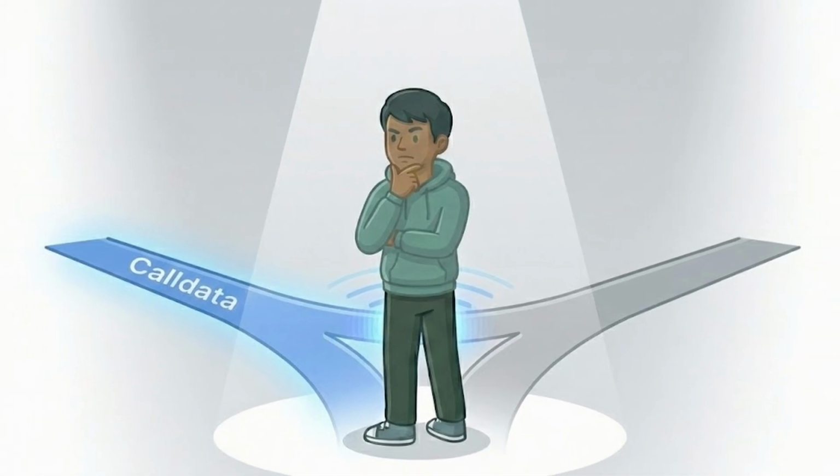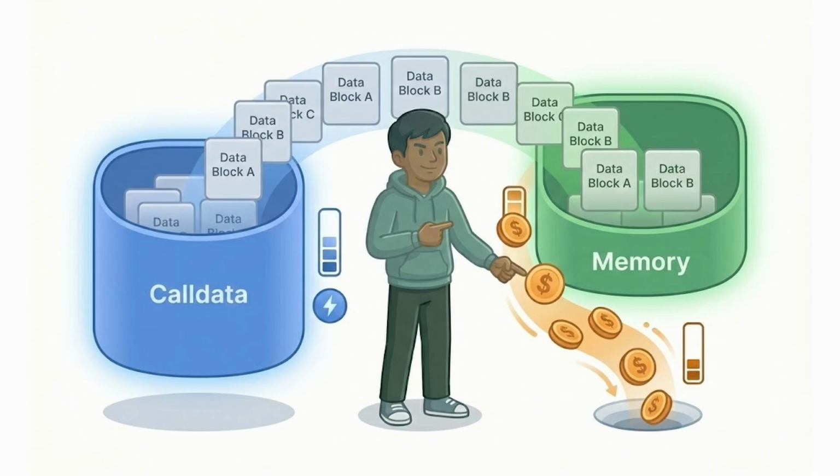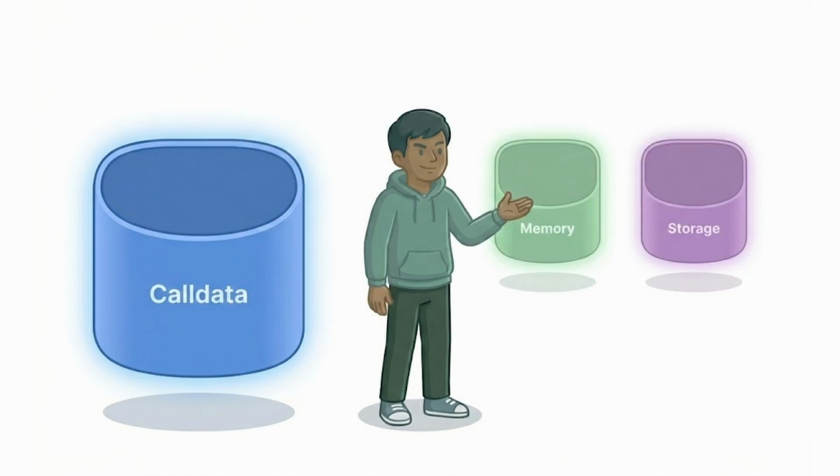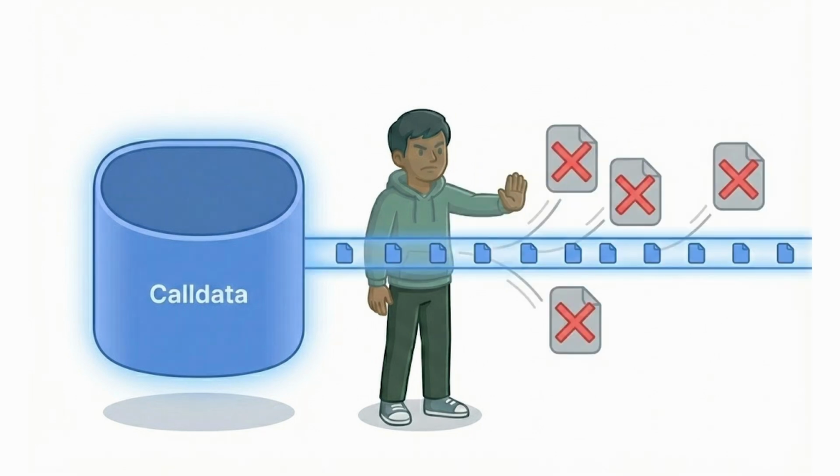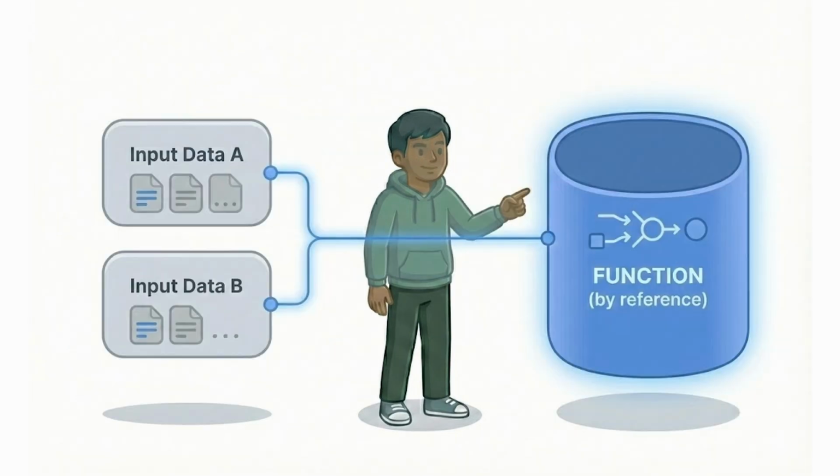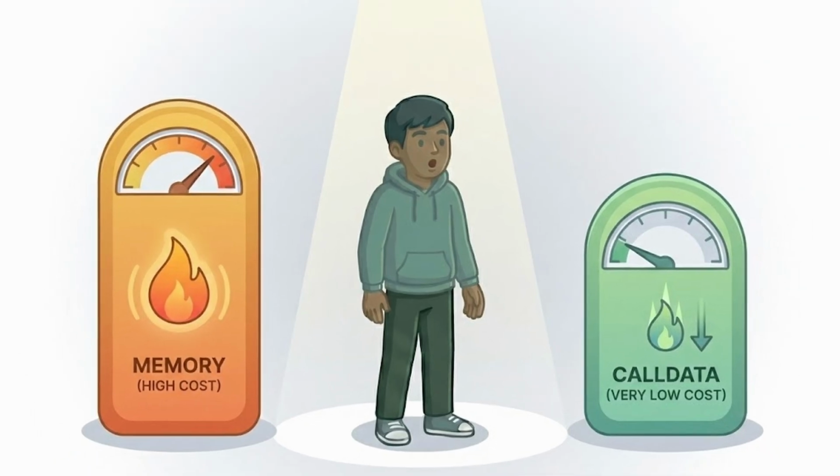At that moment, the EVM gives you a choice. Option 1. Memory. The EVM copies the data into temporary memory, so you're free to modify it. But copying data costs gas. Option 2. Calldata. No copying, no duplication. Just a direct reference to the original input data. And that difference matters a lot.